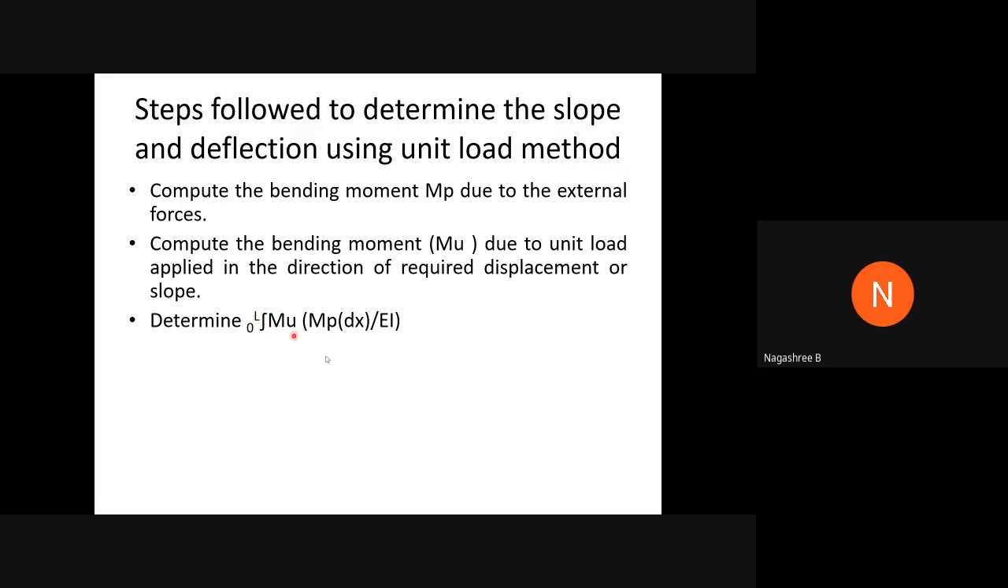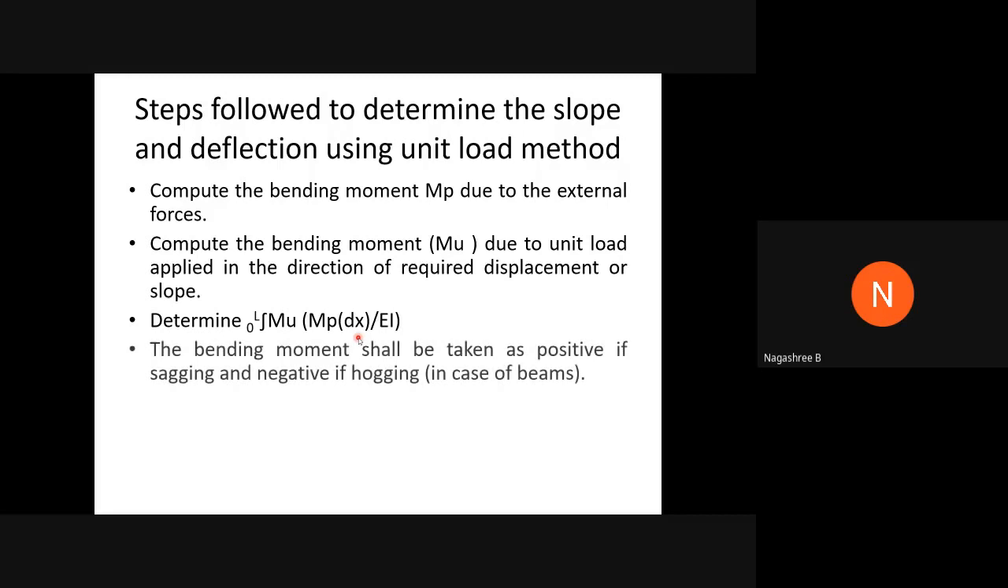So in order to find the value of the deflection and the slope, we are supposed to compute this value, where mu is the moment due to the unit load, and Mp is the moment due to the applied, that is the real, load. So that integral part you are supposed to determine, for getting the desired displacement.